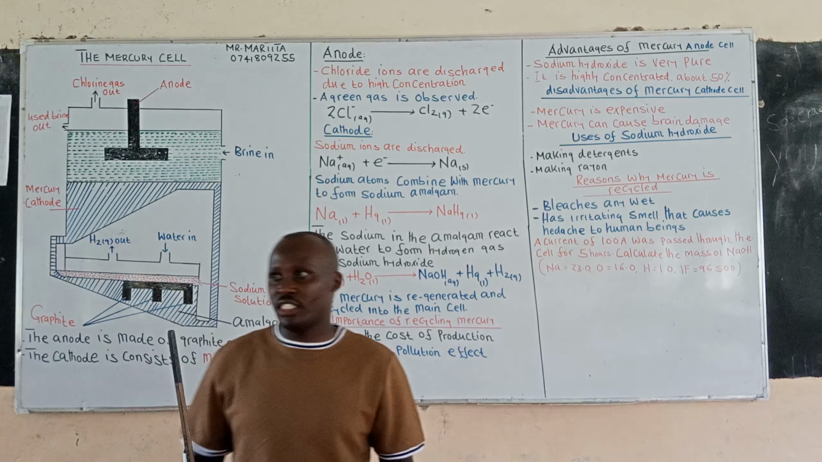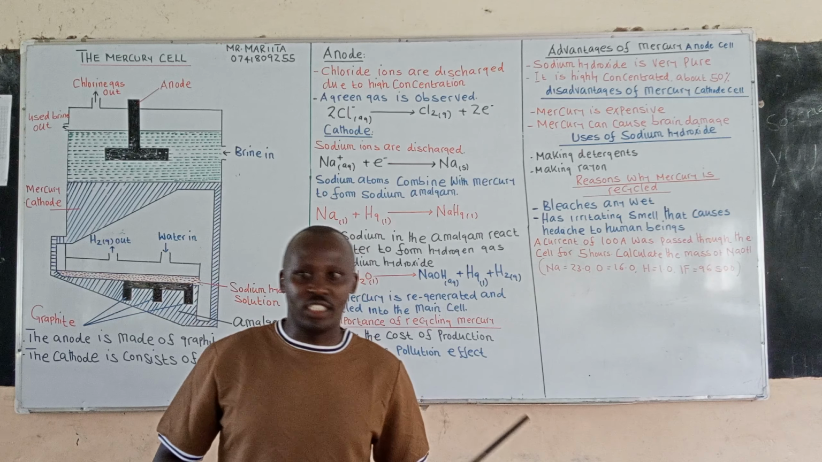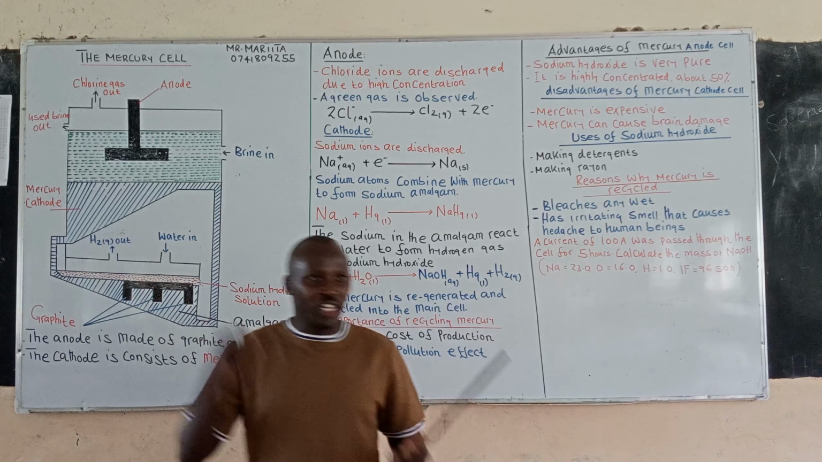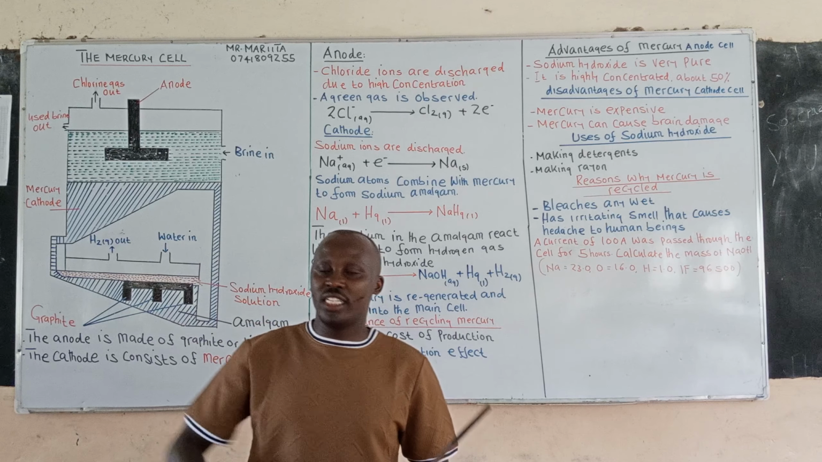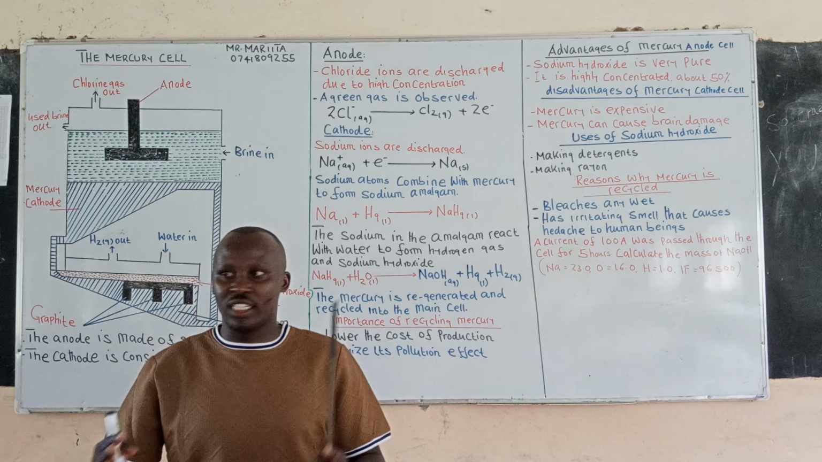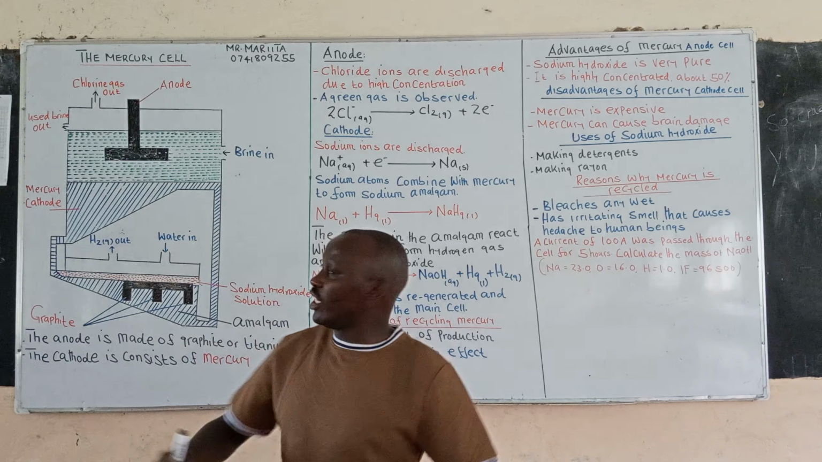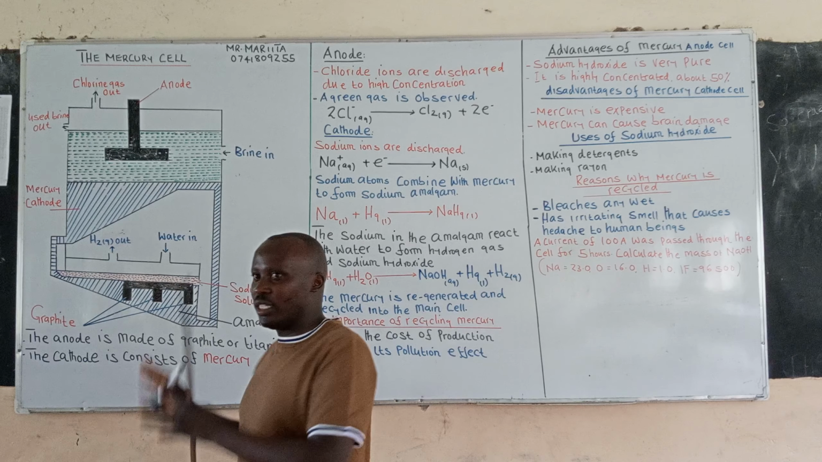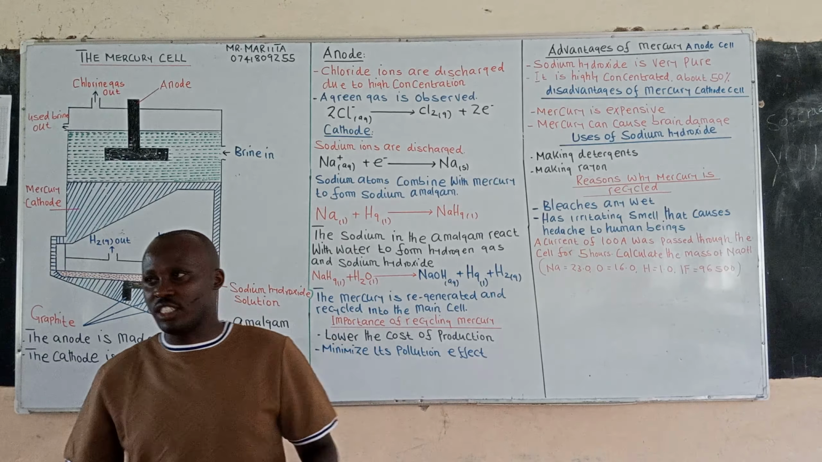One of the applications of electrolysis is the manufacture of sodium hydroxide, hydrogen, and chlorine. And today we are seeing the manufacture of sodium hydroxide, hydrogen, and also chlorine using the mercury cell.